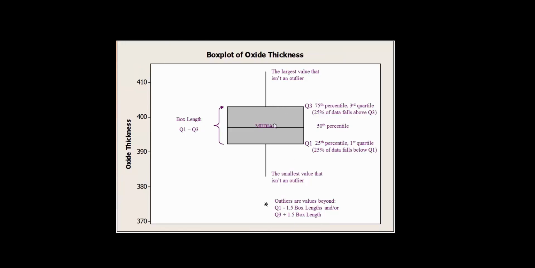And what we have here is a box of the data. This represents the interquartile range of the data, which goes from the 25th percentile to the 75th percentile. So this box represents the inner 50% of the data. And from this line here, the first quartile down represents the first 25% of the data.